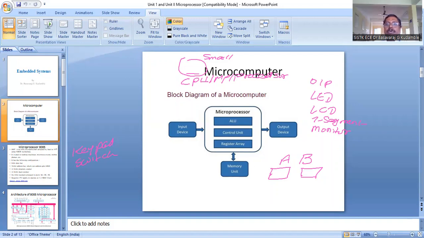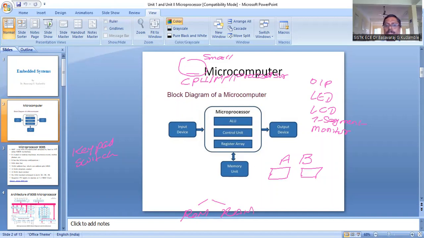Our program will be executed by the microprocessor, but it has to be stored in some memory. So memory is the storage for the program and the data. The memory is of two types here. There is main memory, ROM and RAM. Here we are going to talk mostly about main memory, not much about secondary memory.